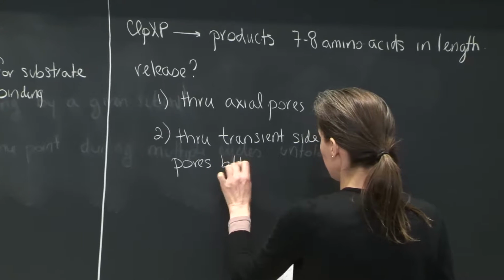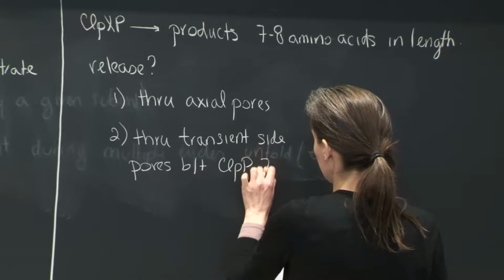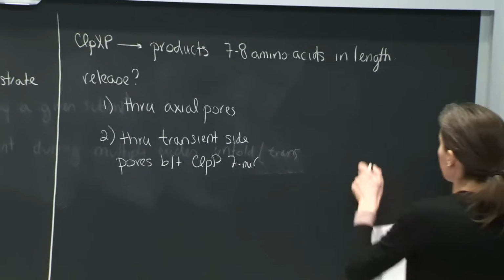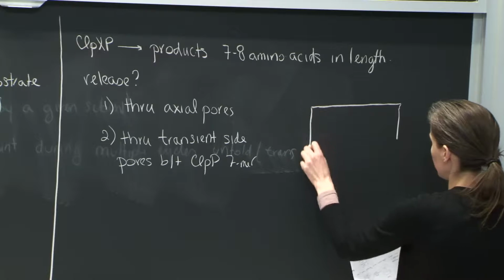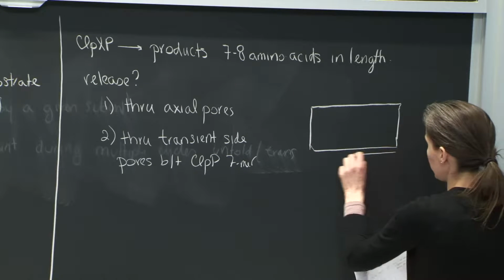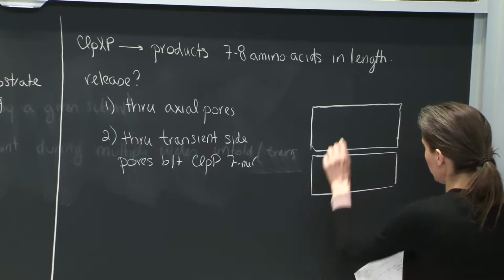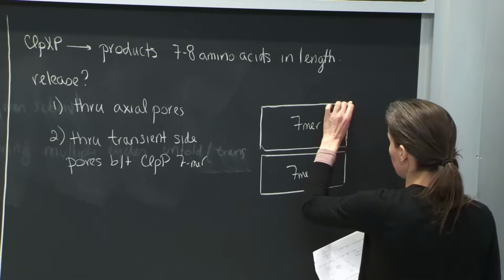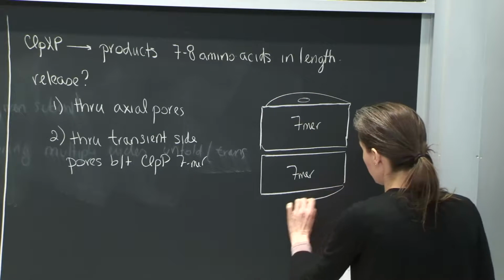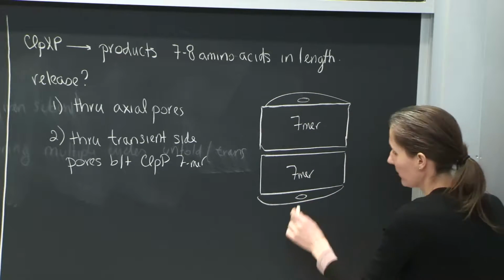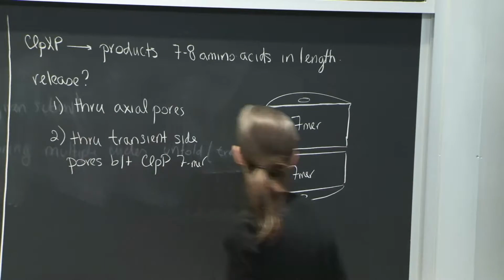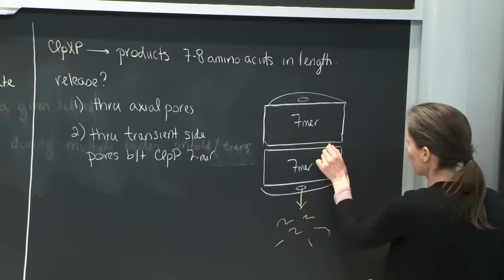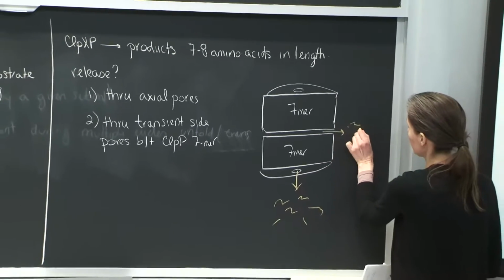Okay, between the ClpP 7mers. So effectively, if we imagine coming back to our ClpP, we have back-to-back 7mers. Do the fragments come out, say, of the whole? Or somehow, do they come out from this region here?